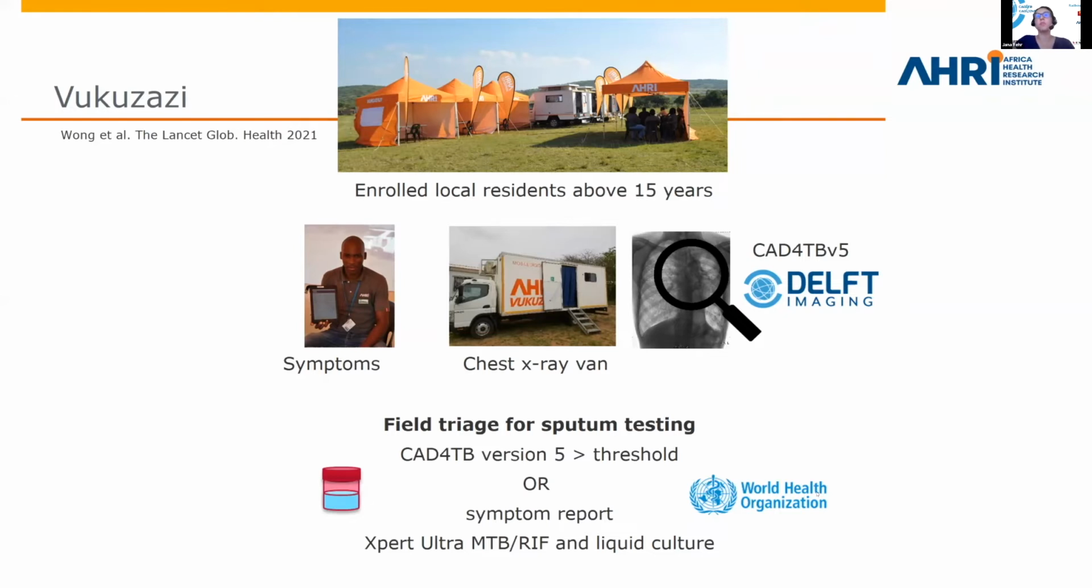As a backup, the study team decided to use CAD4TB to triage chest X-rays in real time in the camp as abnormal or normal. But then also at a later date, a senior radiologist read each of these chest X-rays independently, blinded to what CAD4TB said, and also blinded to symptoms and other patient data. This radiologist indicated whether the chest X-ray was normal or abnormal, and also judged whether the abnormalities were due to active TB or not.